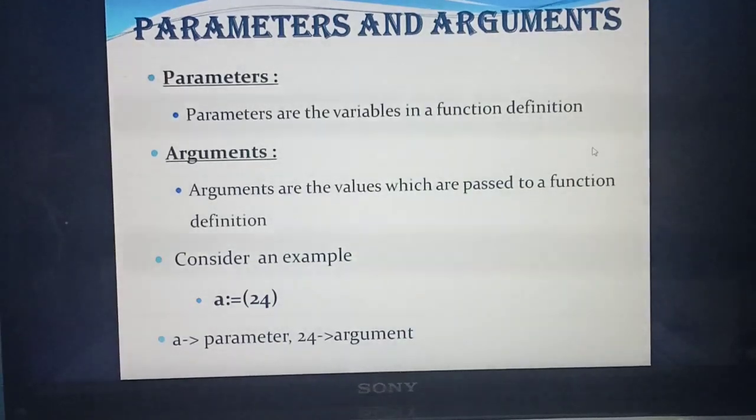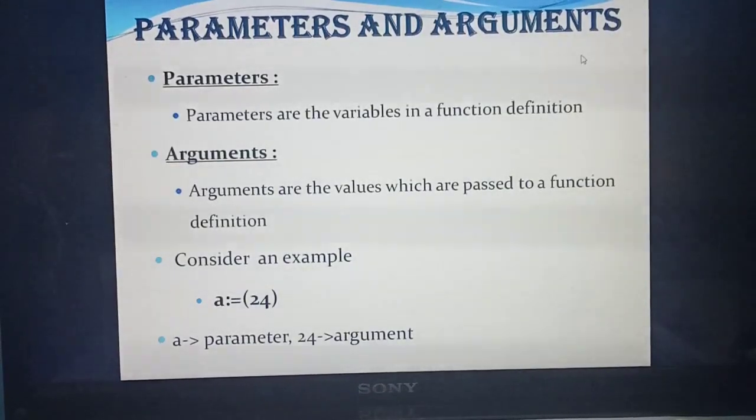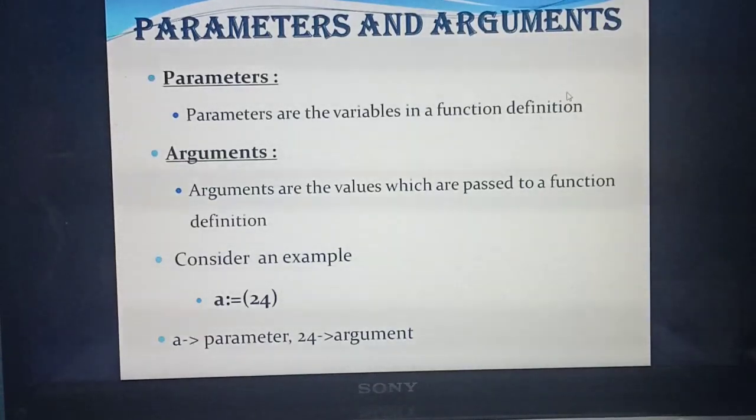First detailed question in this chapter: parameters and arguments. So what do you mean by parameters and what do you mean by arguments? Parameters, arguments and all, you might have studied in the 11th standard itself, isn't it? So again I am telling. Parameters are nothing but the variables you are using in the function definition.